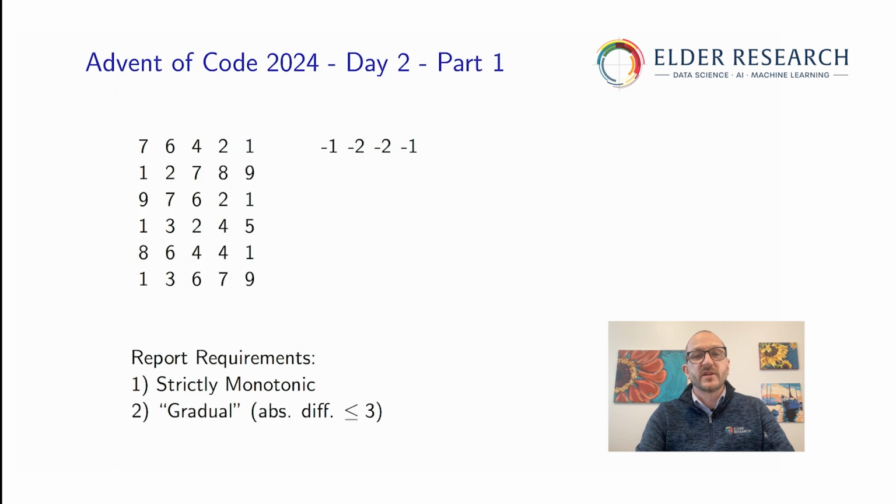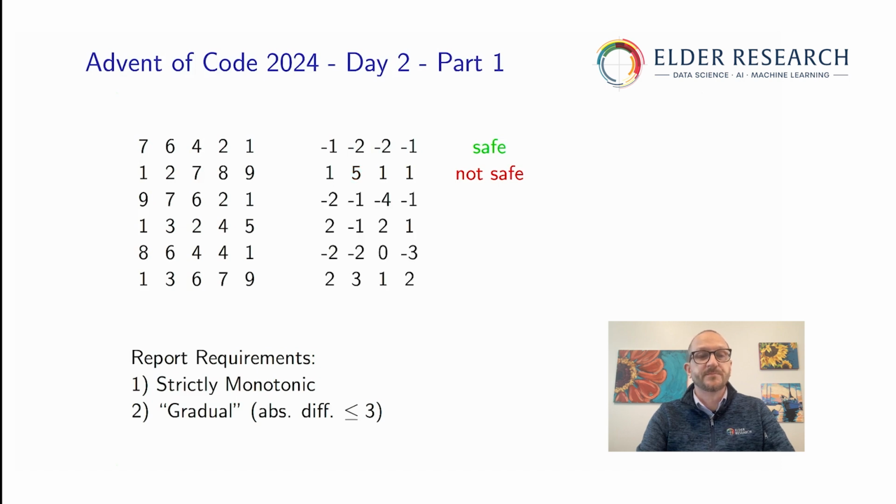Additionally, the absolute value of all the values is less than or equal to 3, so it satisfies both the first and the second requirement, and therefore this report is safe. If we create the difference sequence for the second report, it looks like this. However, it's problematic in that it does not satisfy the second requirement because it is not gradual. Here are the difference sequences for the rest of the reports, and whether or not they are safe can be found by looking at the difference sequence and seeing the problematic value in each one. So there are 2 safe reports, which is what we're trying to solve in the problem.